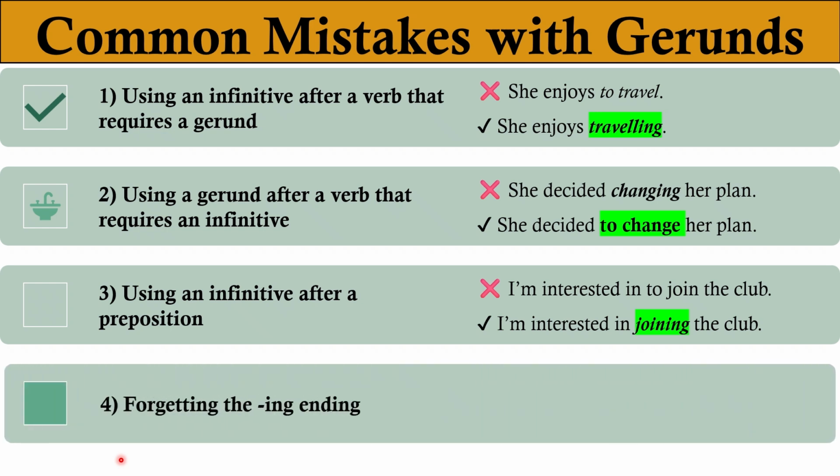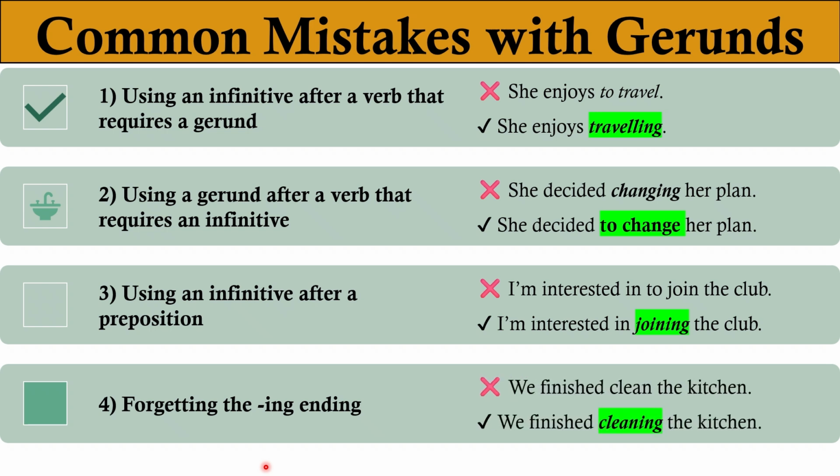And the fourth mistake is forgetting the -ing ending when a gerund is needed. For example, we finished clean the kitchen is not correct. The correct form is we finished cleaning the kitchen. So remember, some verbs take gerunds, some take infinitives, and after prepositions, you must always use the -ing form.